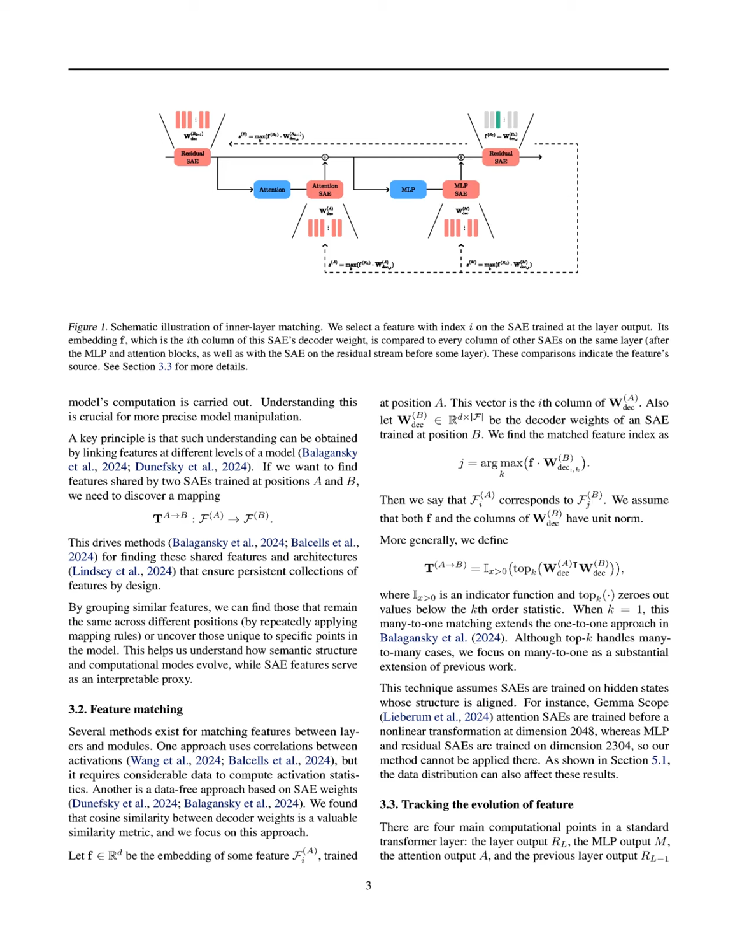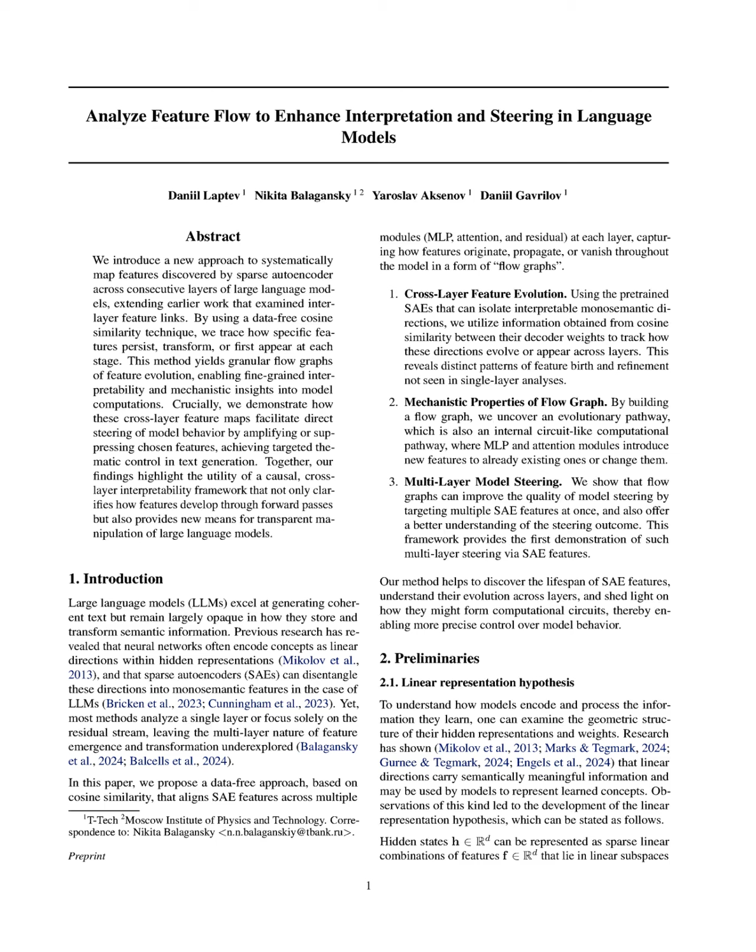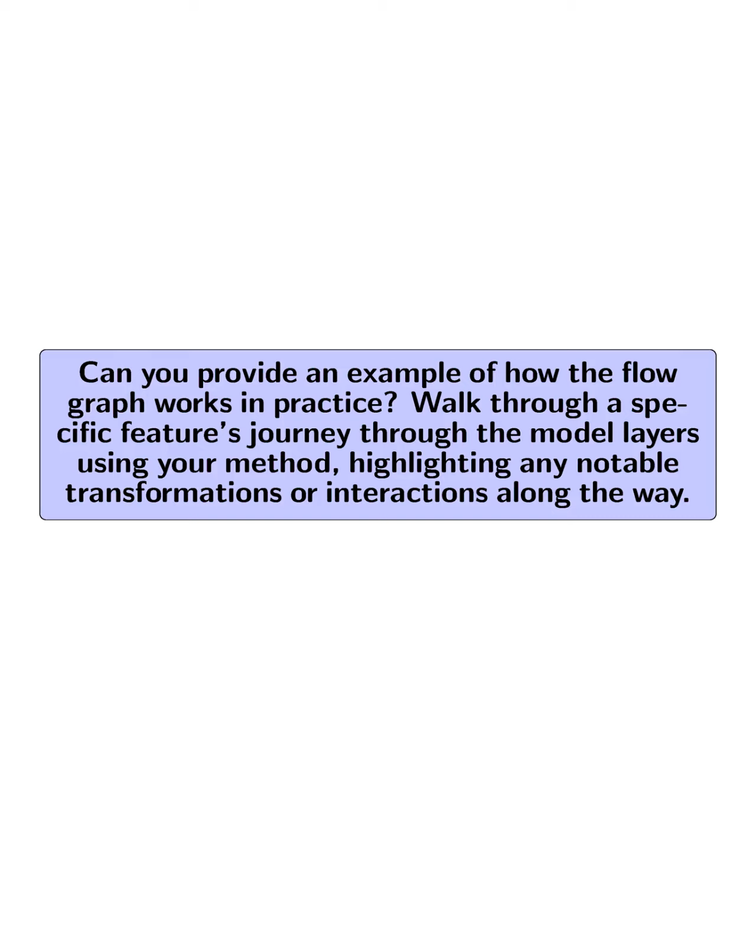Next, cosine similarity is computed between the decoder weights of SAEs from different layers to identify corresponding features. This involves matching features from one layer to another based on their cosine similarity scores. By constructing flow graphs from these matched features, the method reveals how features originate, propagate, or vanish across layers, effectively illustrating the evolutionary pathways of semantic information. This data-free approach allows for a comprehensive understanding of feature interactions and enhances model steering by enabling targeted manipulation of multiple SAE features simultaneously.